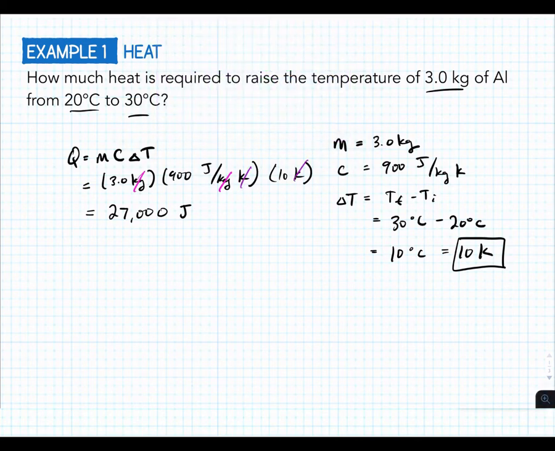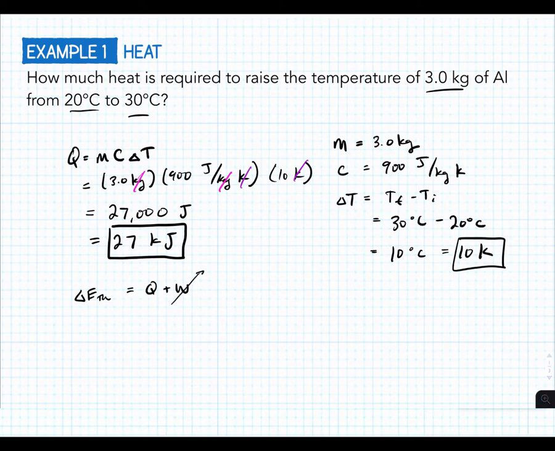Okay. Here's another thing I want you to think about. If we don't have any external work, what is this also equal to? Thermal energy, right? And remember I told you thermal energy is proportional to delta T.